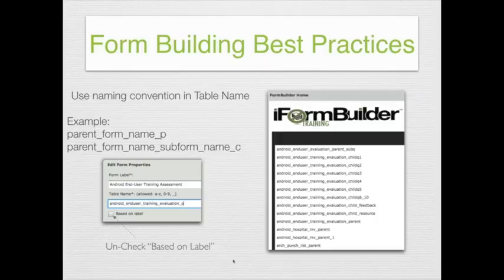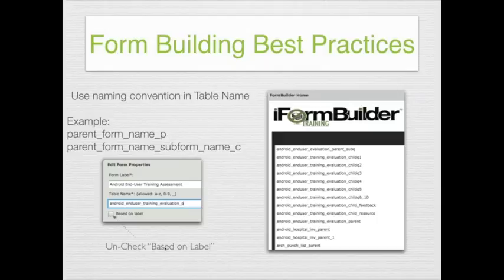If you look at the screenshot on the right-hand side, you'll notice that I was using child instead of C. This was earlier on when I had just started building some of my forms, and what I found is by using child and parent, spelling the whole thing out, I was creating a much longer table name than I wanted to. That's why I changed my naming convention to be _P or _C. But what I love about this picture is you're able to see very quickly in the FormBuilder home all the forms that are connected, and they're all in the same area.